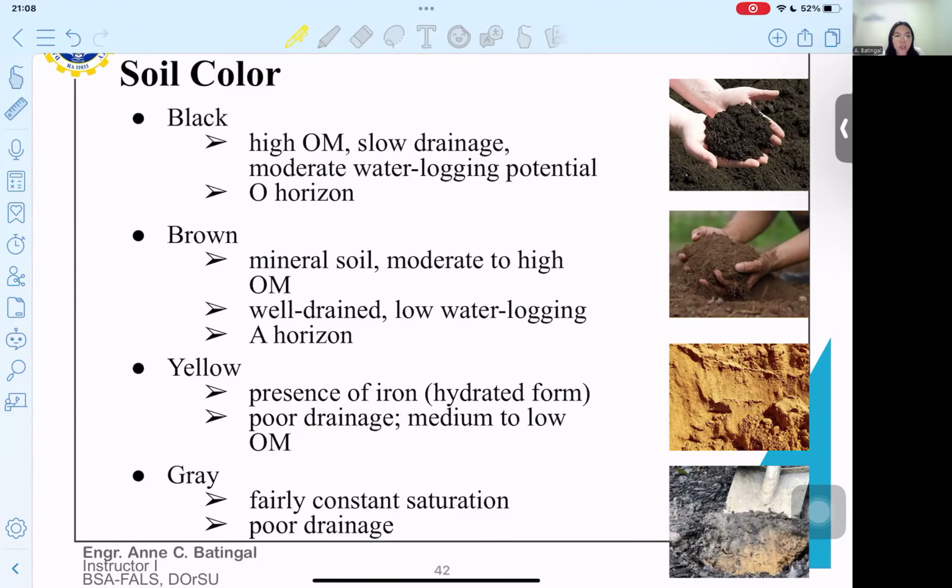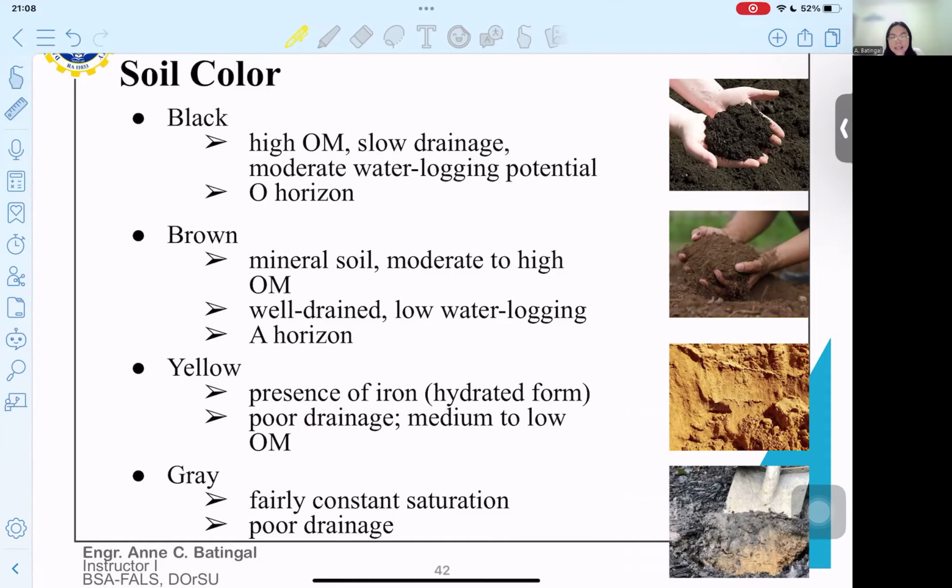Now, yellow soils typically give us an idea that your soil probably contains iron in hydrated form. So it indicates poor drainage with medium to low organic matter. So whenever you see yellow colored soil, it is usually in the eluviated zone, the E horizon or your B horizon.